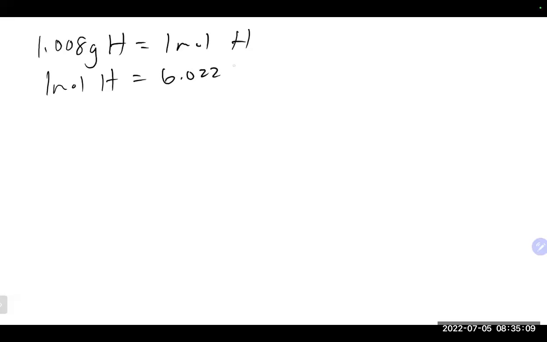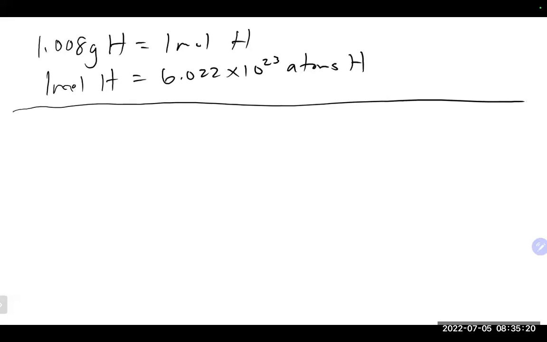The relationship between Avogadro's number and molar mass is something like this. If we have 1.008 grams of hydrogen for every 1 mole of hydrogen, 1 mole of hydrogen would have 6.022 times 10 to the 23 atoms of hydrogen. Again, the relationship there is basically they're the same amount.